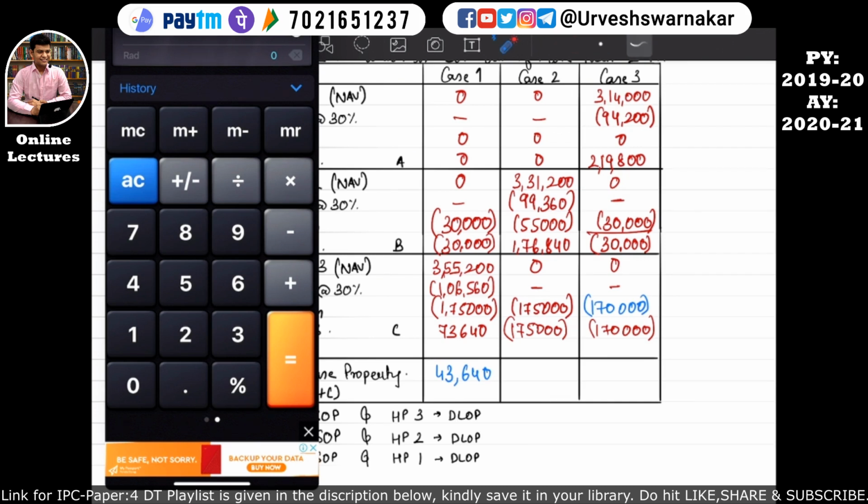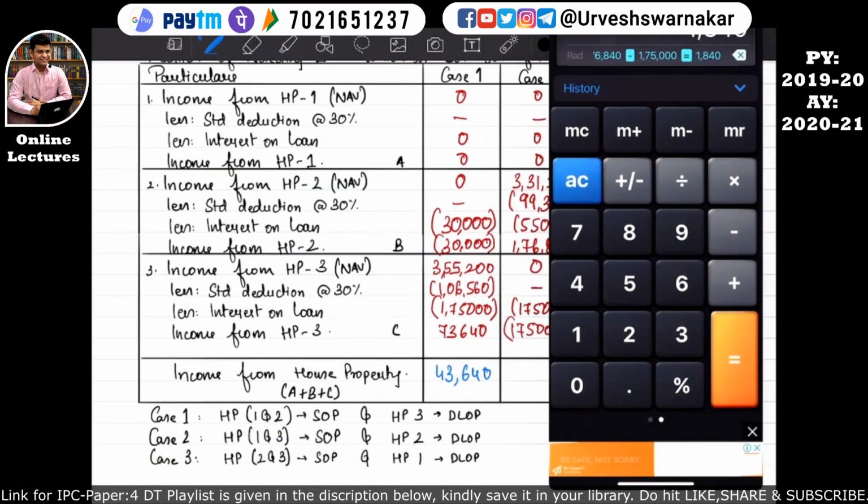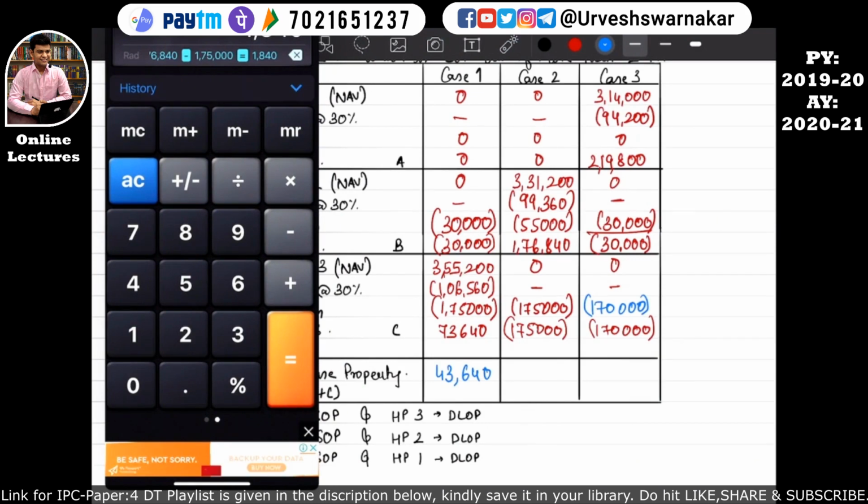43,640. In case number 2, where house properties 1 and 3 are SOP and house property 2 is DLOP, the incomes are 0, 1,76,840 and minus 1,75,000. So let's calculate that. 1,76,840 is the income minus, which is a loss of house property 3 in case number 2, which comes to around 1,840, okay.